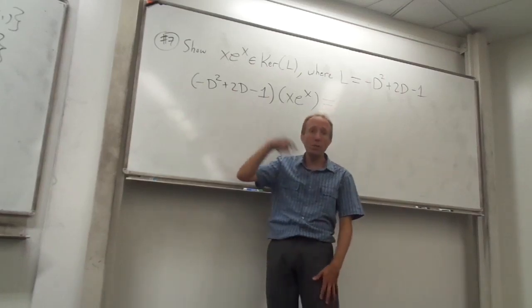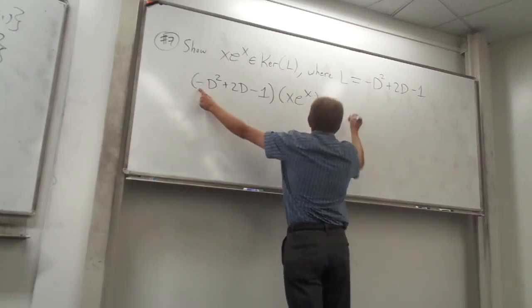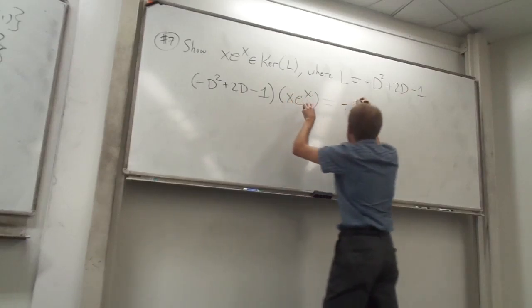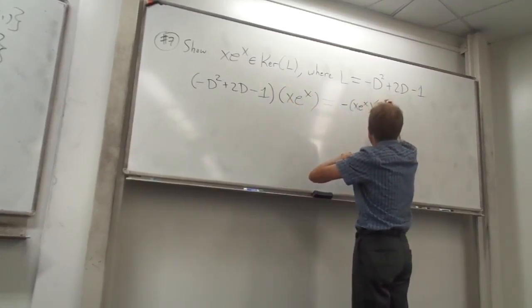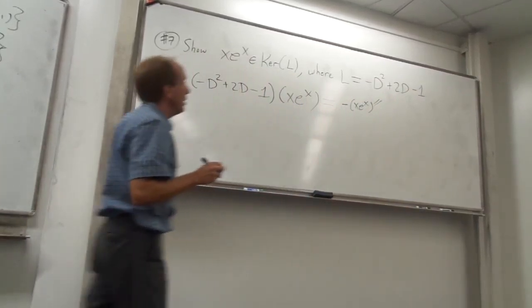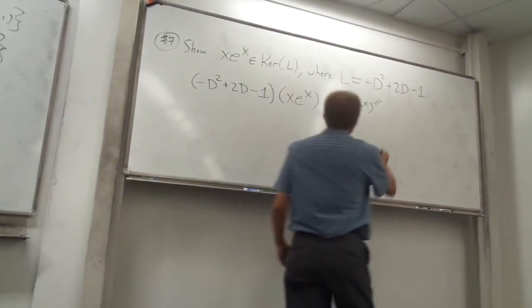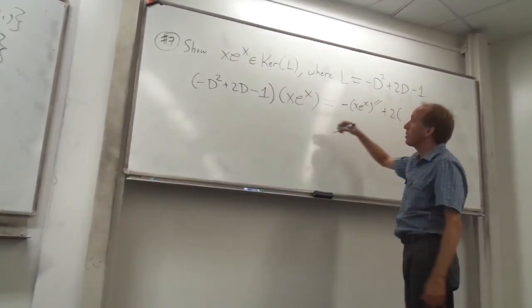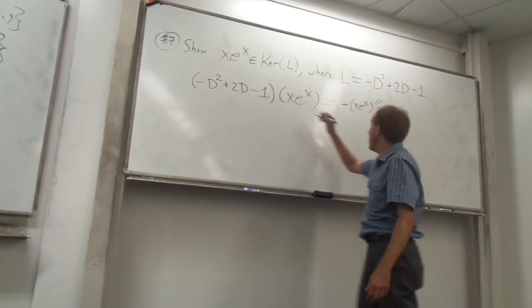Remember, every single d is just derivative. So I have a minus 2 derivatives of this thing. I'm just going to write that. Let's just go back to simple notation. Double prime on the x e to the x. Okay? And then plus 2 times 1 derivative of x e to the x.